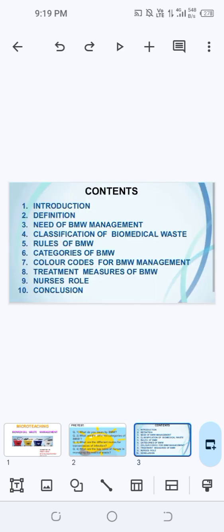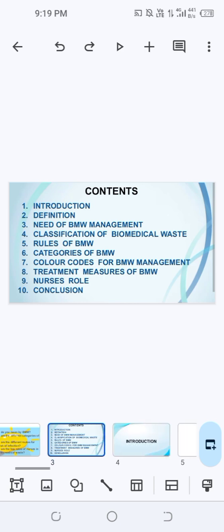Firstly, we'll discuss the definition, then the need of biomedical waste management. Thirdly, the classification of biomedical waste, rules of biomedical waste, categories of biomedical waste, color codes for biomedical waste management, treatment measures of biomedical waste, nurse's role, and at last the conclusion.